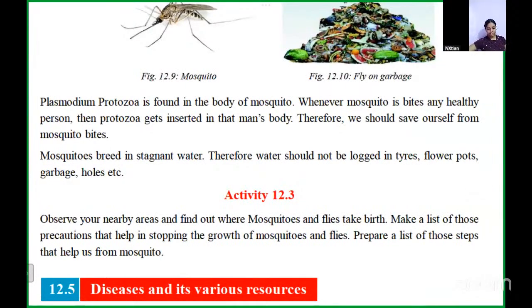Then mosquito bites. Mosquitoes breed in stagnant water. Therefore, water should not be locked in tires, flower pots, garbage holes, etc. Stagnant water is water which stays still in one place for a long period of time without getting changed. It's not flowing water. At some place it's collected and it is just like that.